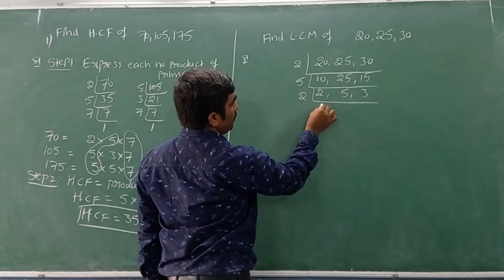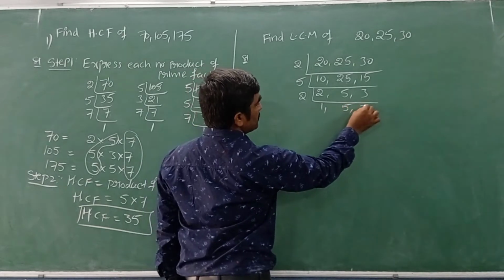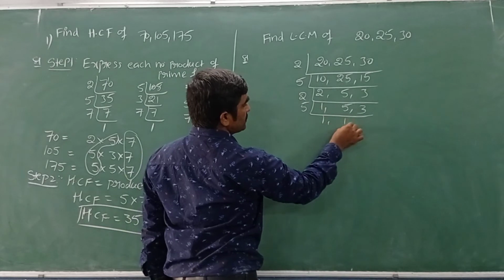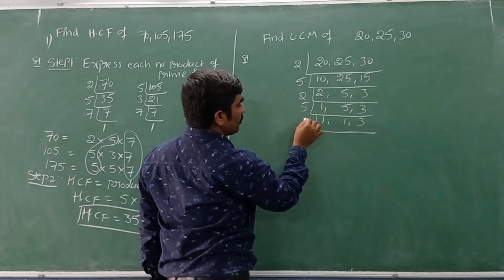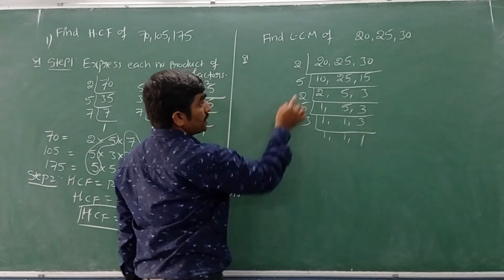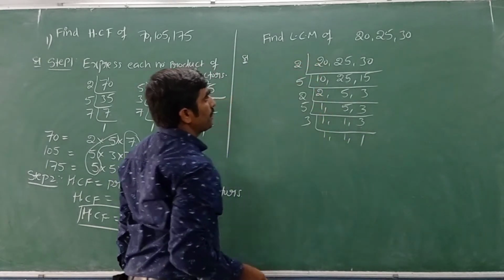If we take the 2 table, 2 1s are 2. In 5, not possible, write as it is. 3 also. Again, let me take the 5 table, 5 1s are 5, 3 as it is. Let me go again with the 3 table, 1 as it is. In the 3 table, 3 1s are 3. Make sure that these all must be prime numbers.